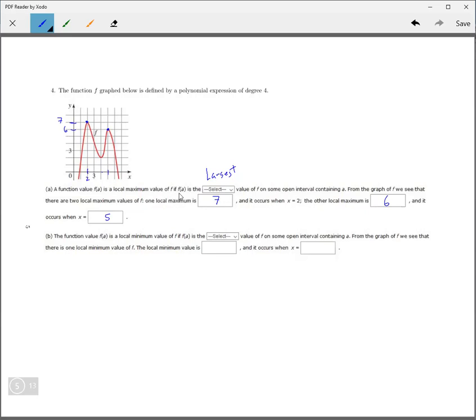Okay, so 7, 6, 5. Then we have local minimum values if it is the smallest value of f on some open interval containing a. From the graph, we see that there is one local minimum, so that's the local minimum. And that's going to be 2. It occurs when x is 4.